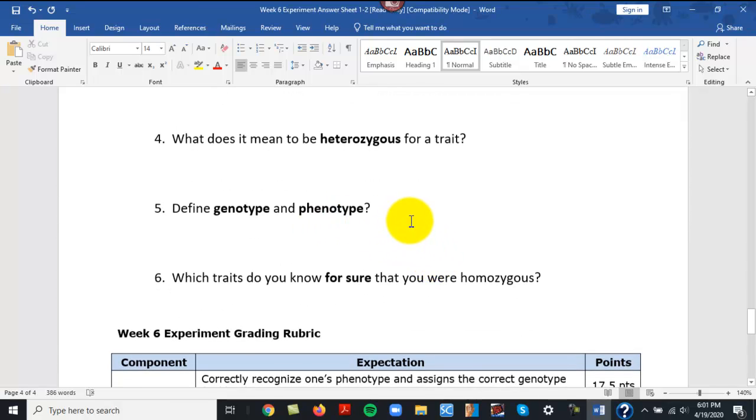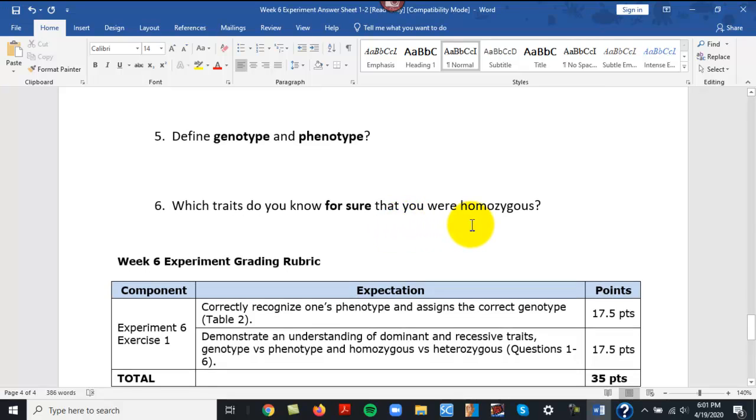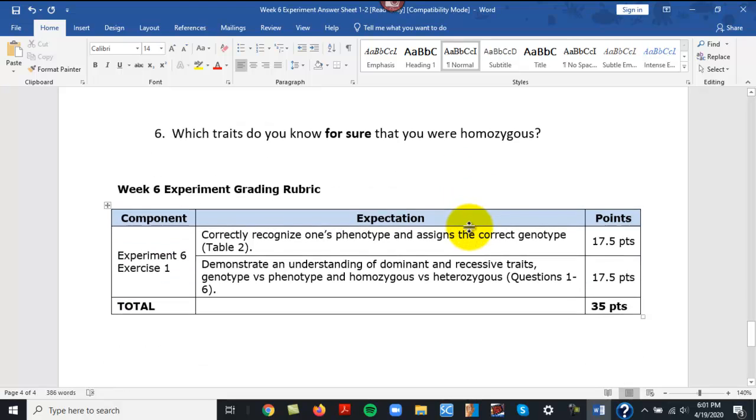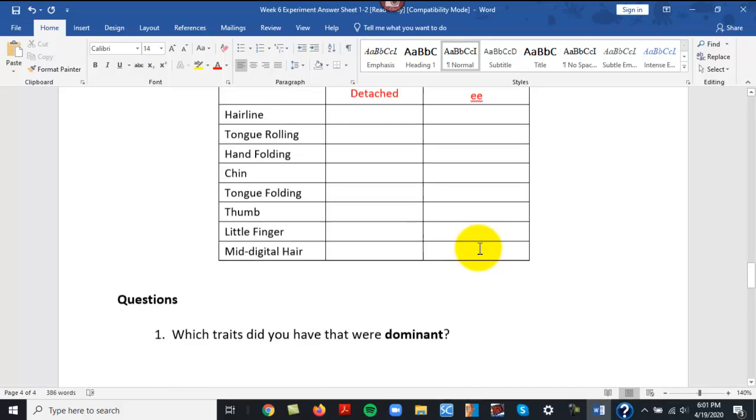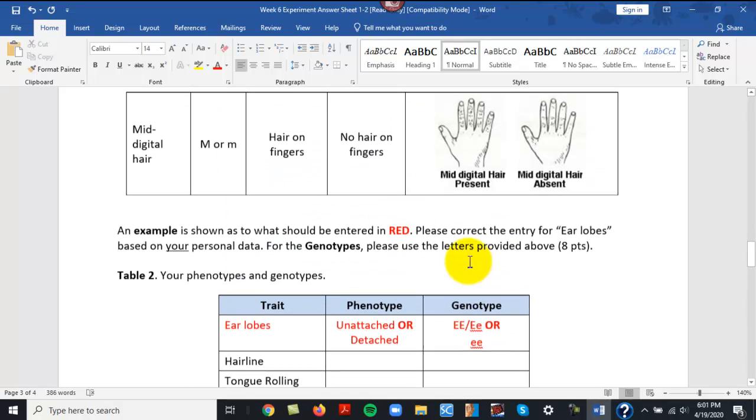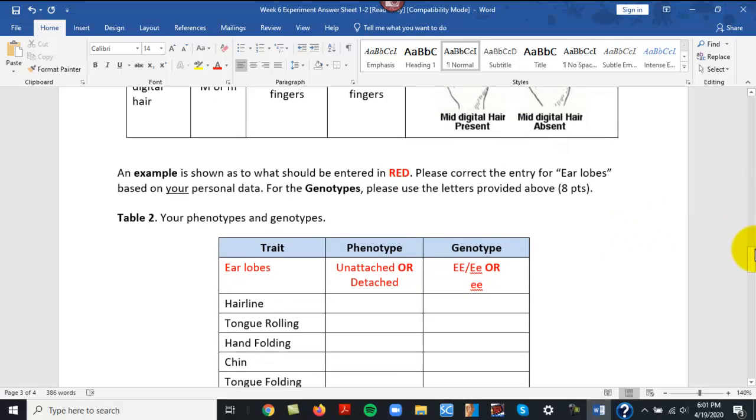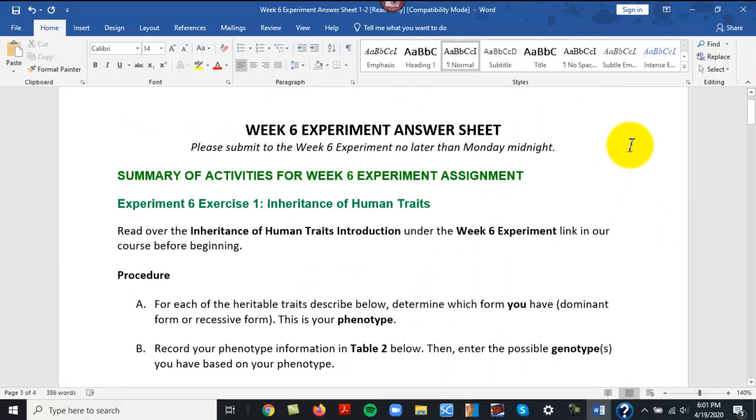Define genotype, phenotype. Which traits do you know for sure that you were homozygous for? Okay. Really can't get those wrong. I don't know why that's a 3, but that's what you're doing in lab this week.